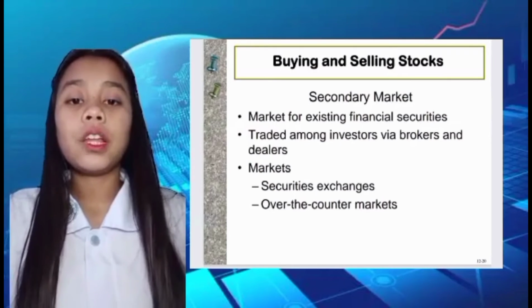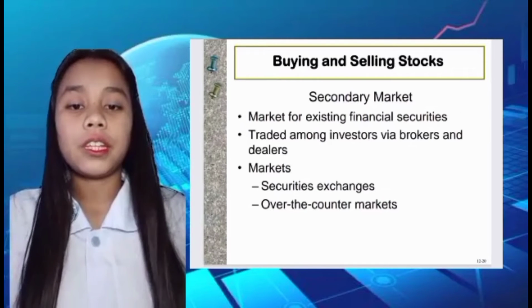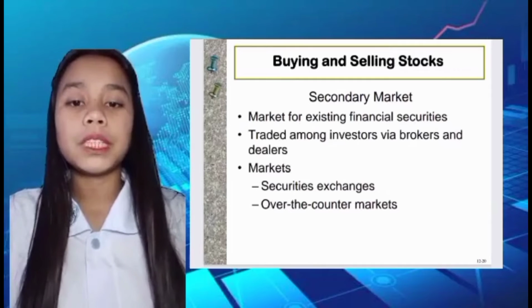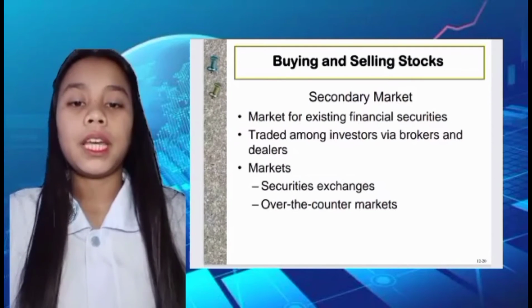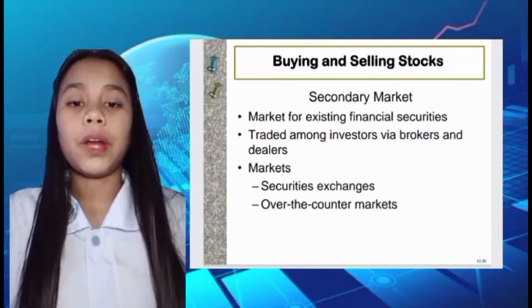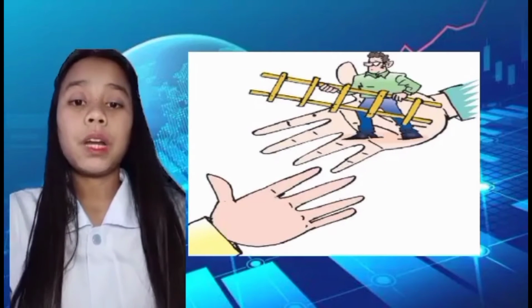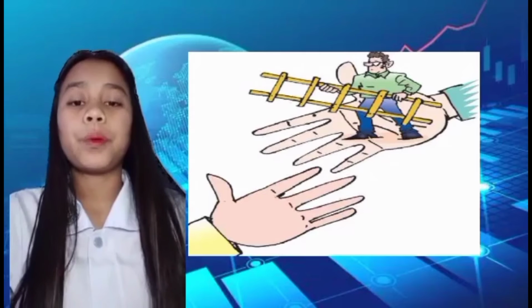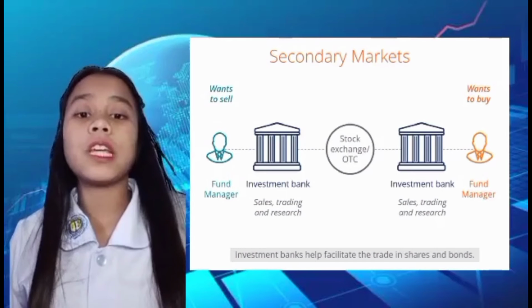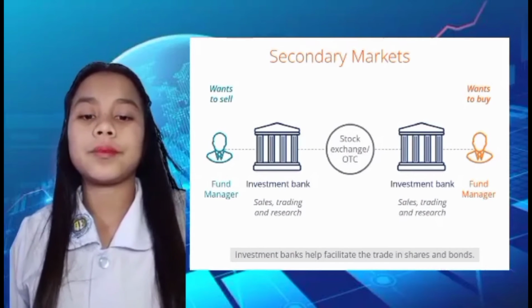Then there is the secondary market, where securities are traded. It is where investors buy and sell securities from other investors rather than with the issuing entity. The secondary market is commonly referred to as the stock market. Transactions in this market happen with the help of professional intermediaries like brokers or dealers, who buy and sell shares on behalf of their clients or investors. Here is an illustration of how the secondary market works.